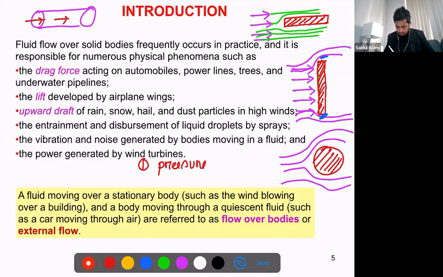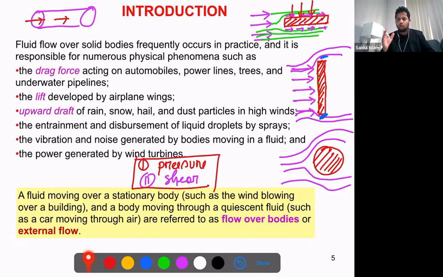So what will happen here? Some pressure force will act along the normal direction. That means, you all know, pressure always acts in the normal direction. It makes a 90-degree angle. And the other force, due to the viscous effect, is some sort of shear force. It will act along the flow direction. So I said two things. You just try to understand here. One is the pressure force, another one is the shear force.